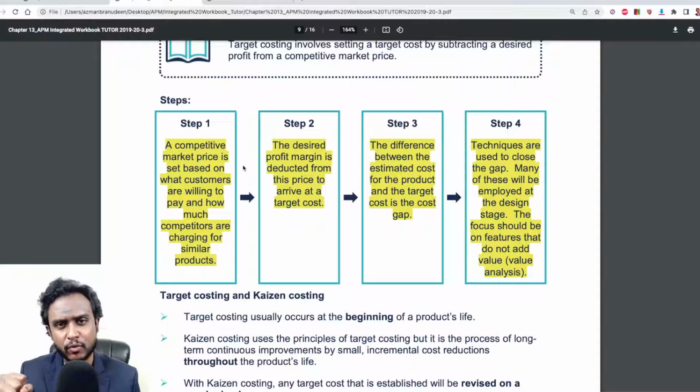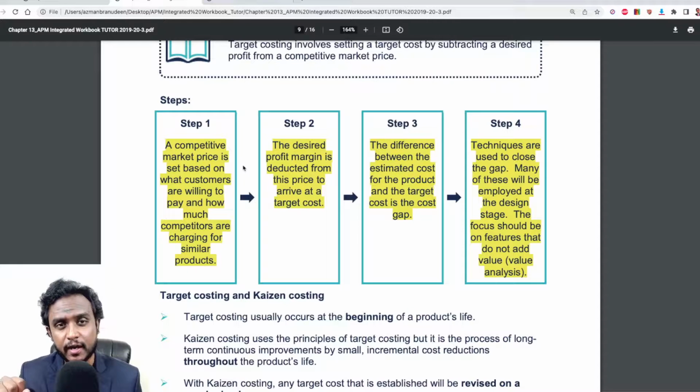That's step one. Step two is from that market price, you will deduct your desired margin. So, let's say I want to sell a mobile phone and my market price, I want to sell it at 100. I want to sell a good phone, but for $100. What is my desired profit? This is step two. So, I say that I want a profit of 40 dollars. By deducting the desired profit from the market price, that is 100 minus 40, you arrive at a target cost. Now our target cost is 100 minus 40, $60.